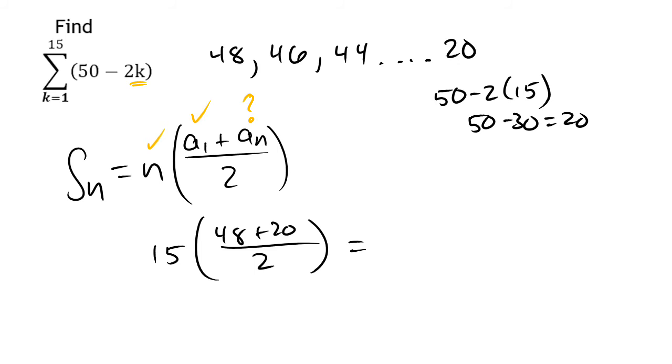48 plus, where's my calculator at? 48, why do arithmetic when I can push buttons? 48 plus 20, and I'm going to take half of that. Yeah, which is 34. So I'm looking at 15 times 34, which is 510. So I believe that the sum of the first 15 values of this arithmetic sequence is the number 510.